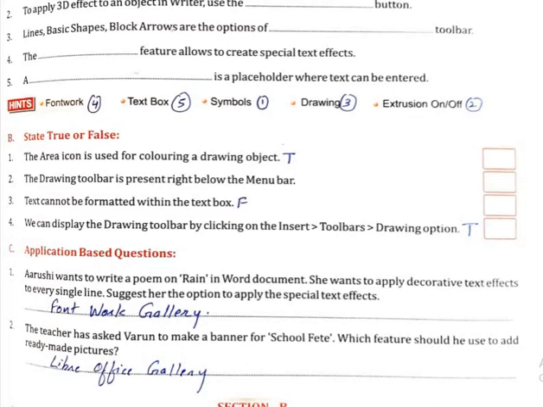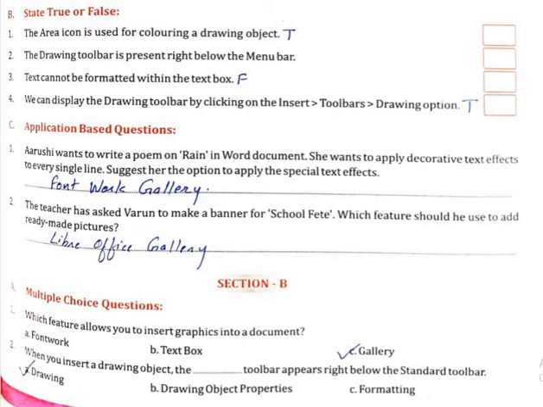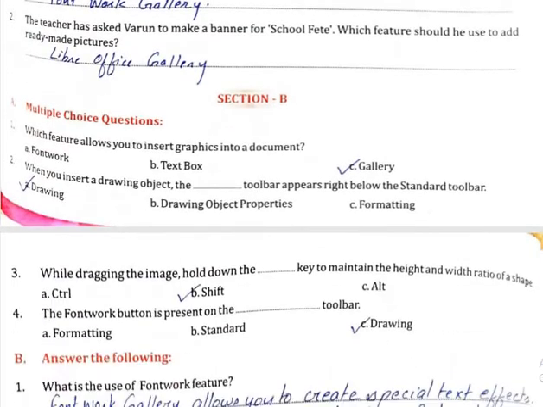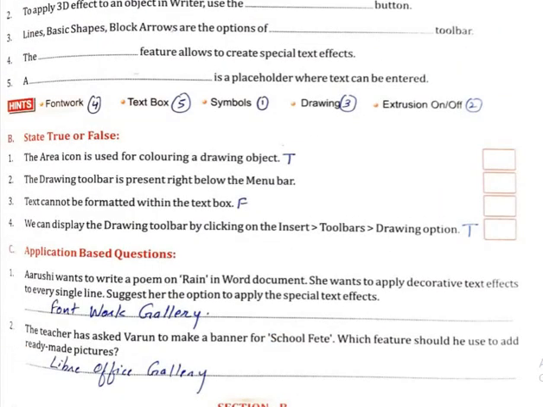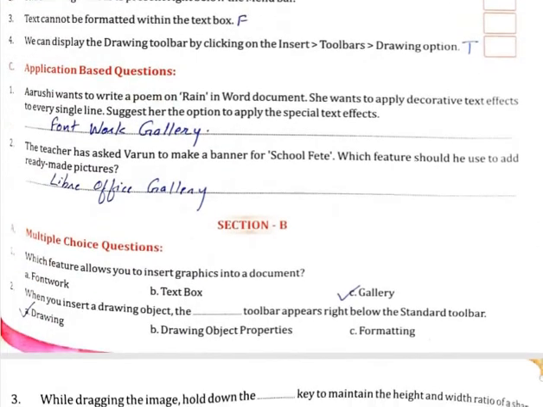True. Arushi wants to write a poem on rain in the Word document. She wants to apply decorative text effects to every single line. Suggest her the option to apply the special text effect. The answer is Font Work Gallery. The teacher has asked Varun to make a banner for school fete. Which feature should be used to add ready-made pictures? The answer is LibreOffice Gallery.